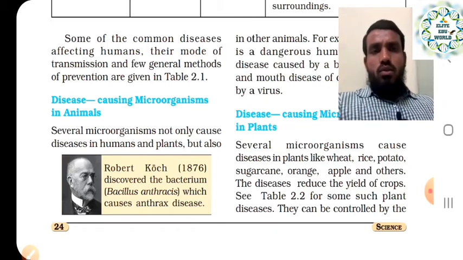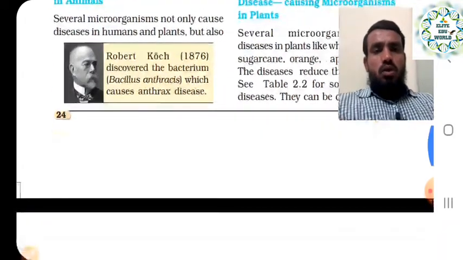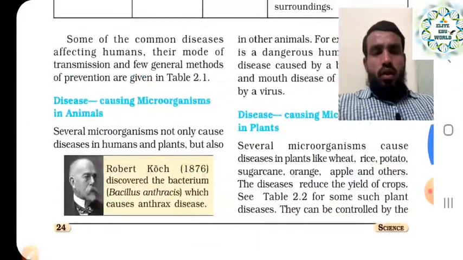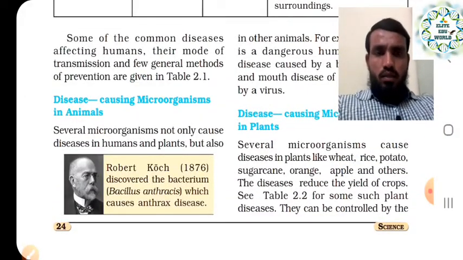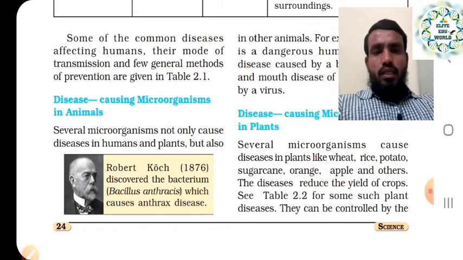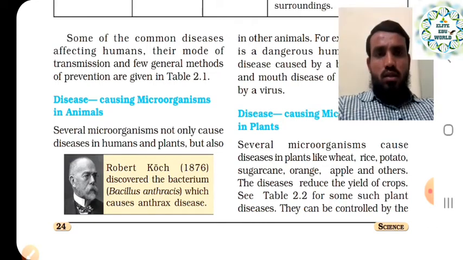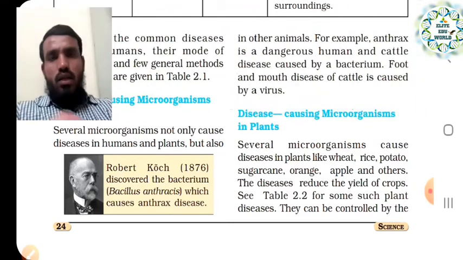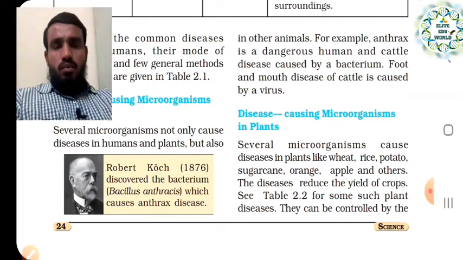Several microorganisms cause disease not only in humans and plants, but also in other animals. So here we will see the diseases which can be caused by organisms in other animals or some other plants. Robert Koch, in 1876, discovered the bacterium Bacillus anthracis, which causes the disease called anthrax, caused by this microorganism, Bacillus anthracis. Like this, there are microorganisms which can cause disease to other plants and animals also.